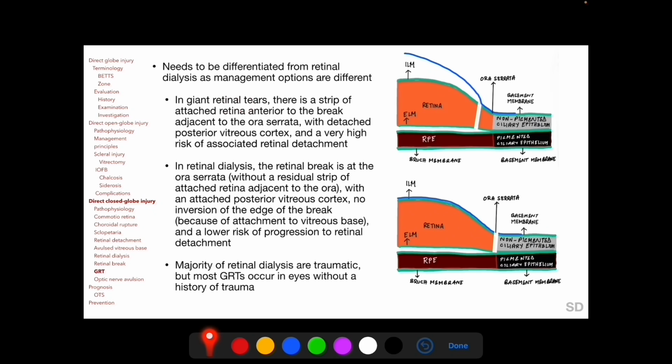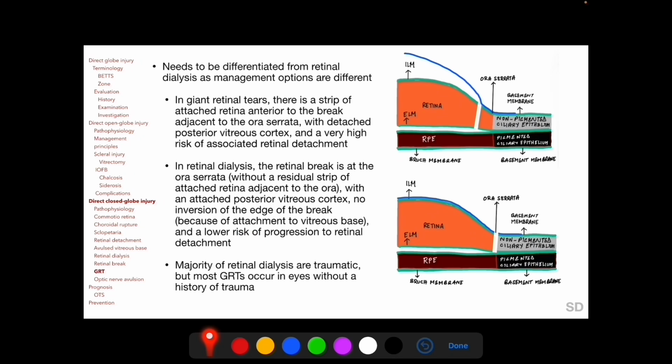In GRTs, there is a strip of attached retina adjacent to the ora serrata and anterior to the GRT with a detached posterior vitreous cortex and a very high risk of retinal detachment. In retinal dialysis, the retinal break is at the ora serrata without a residual strip of attached retina adjacent to the ora, with an attached posterior vitreous cortex, no inversion of the edge of the break, and a much lower risk of progression to retinal detachment.